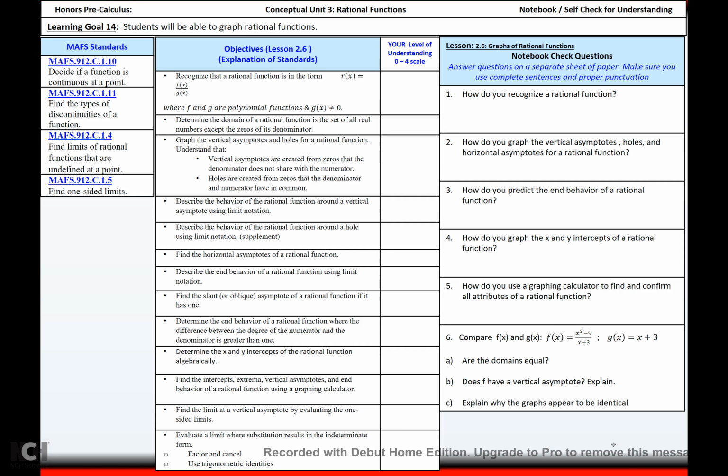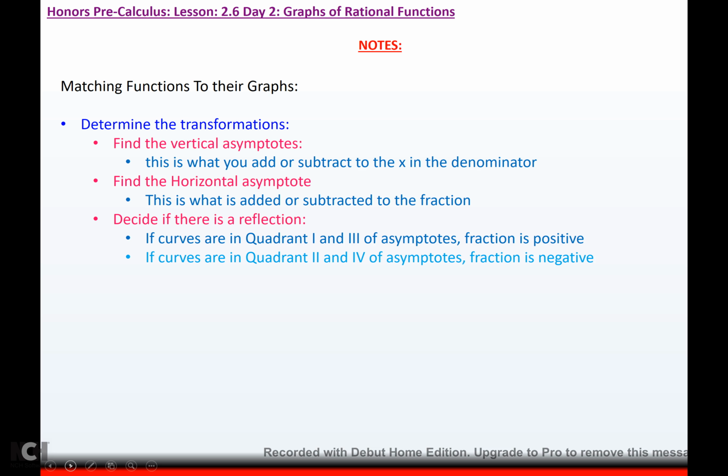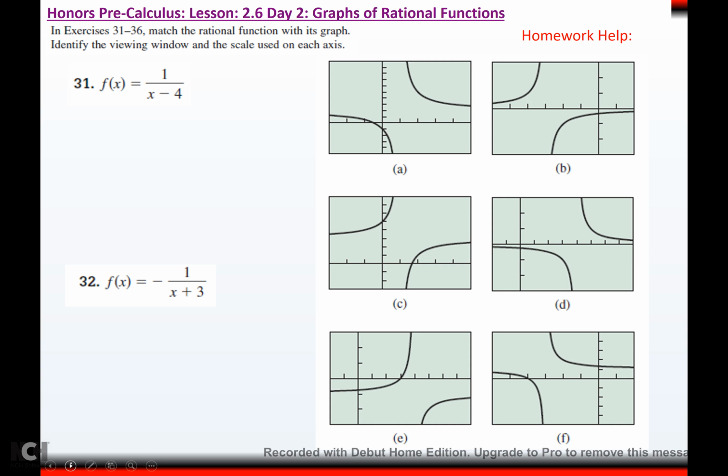So we're going to talk today more about rational functions and their graphs. Part of your homework today is you're going to match functions to their graphs based on their transformations. If you find your vertical asymptotes, your horizontal asymptotes, and decide if there's a reflection, you can pretty much match your graphs. So for this one, for 31, we're going to match these graphs to these equations.